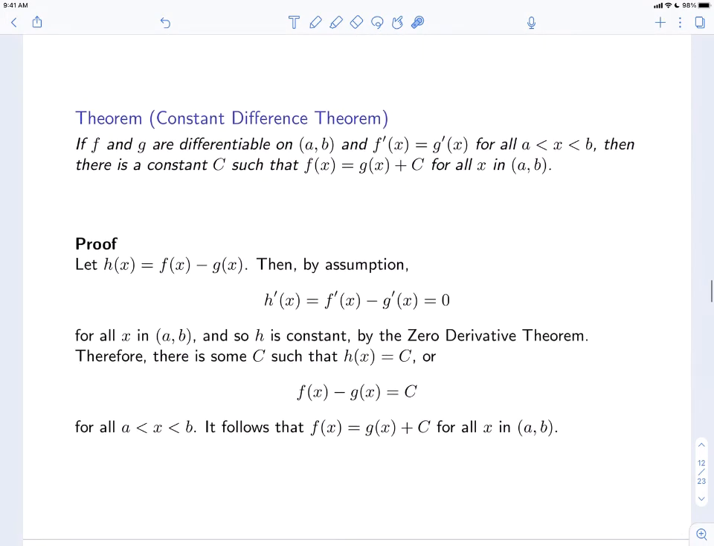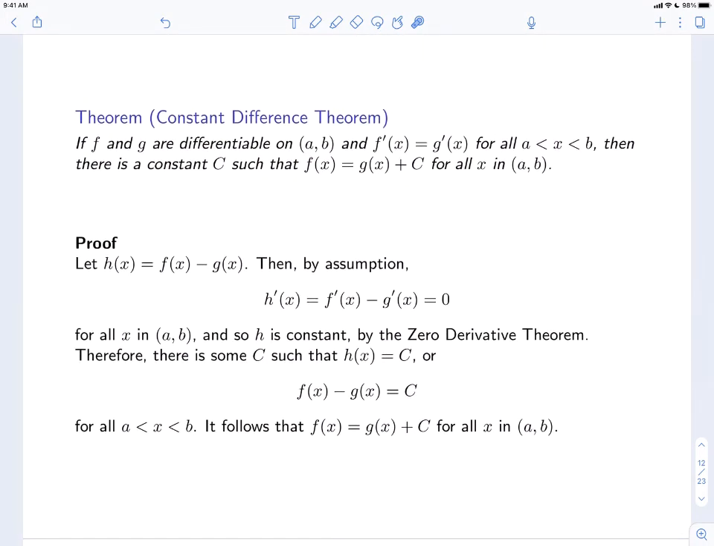Let's look at another consequence of the mean value theorem. This is called the constant difference theorem. Well, this is actually a consequence of what we just showed. So the statement of the theorem is that if f and g are differentiable on some interval from a to b, and they have the same derivative on that interval, so f prime of x is equal to g prime of x for all x between a and b, then there must be some constant c such that f at x is equal to g at x plus c for all x in that interval. In other words, if two functions have the same derivative on an interval, then they differ by at most a constant.